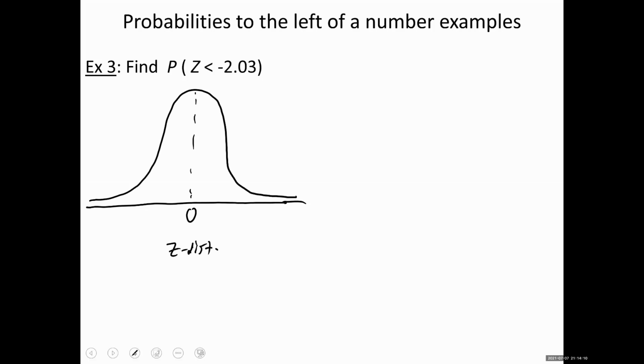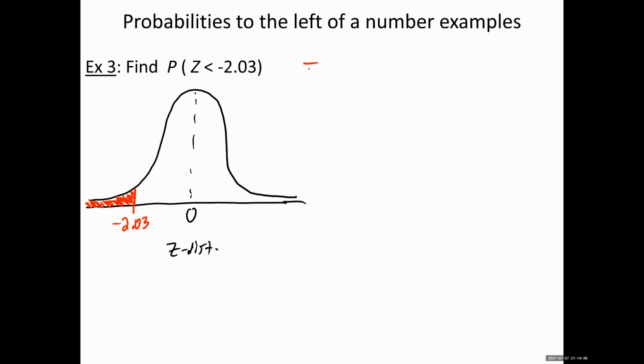Now the number in the problem is negative 2.03. It's negative, so it goes on this side somewhere. So somewhere on the left of 0, put a tick mark and put negative 2.03. And then you're going to go from that number up to the curve. And which side are we going to shade? The left. To the left. Again, it's because it says z less than negative 2.03. You're shading over the numbers that are less than negative 2.03. Those are the numbers that are on the left of negative 2.03. So you draw a picture, it looks something like this. Again, on the exam and in the future, please don't forget to draw the picture.